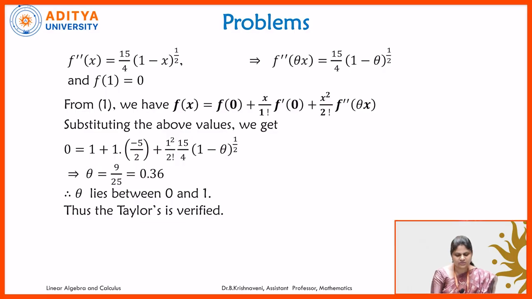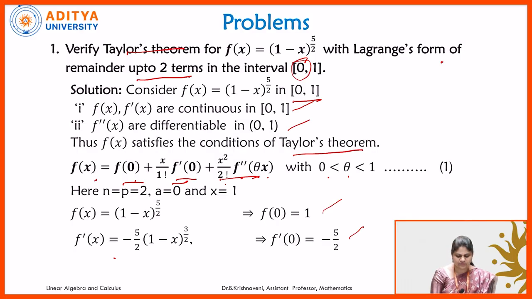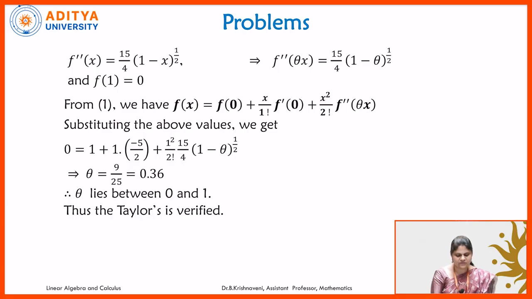Next, f double dash x. Doing the derivative of the previous one, we got f double dash x, which is 15 by 4 into (1 minus x) whole power 1 by 2. And for this we need f double dash of theta x, which is equal to 15 by 4 into (1 minus theta) power 1 by 2. And already we know f of 1 is equal to 0. So hence from that we got f of x is equal to f of 0 plus x by 1 factorial into f dash 0 plus x square by 2 factorial into f double dash of theta x.